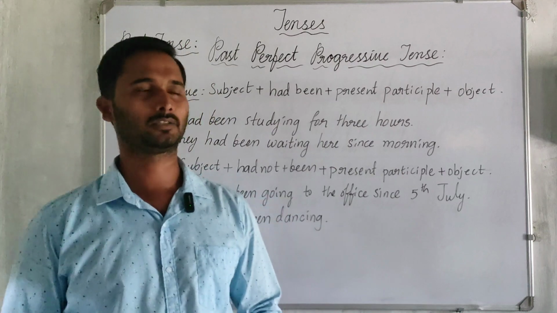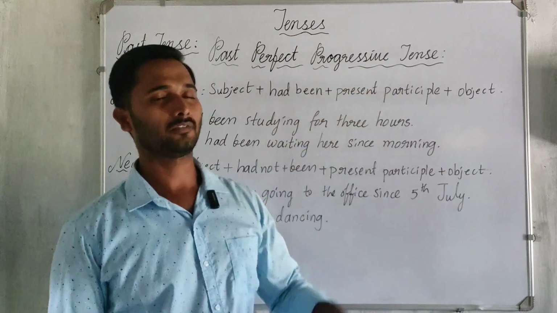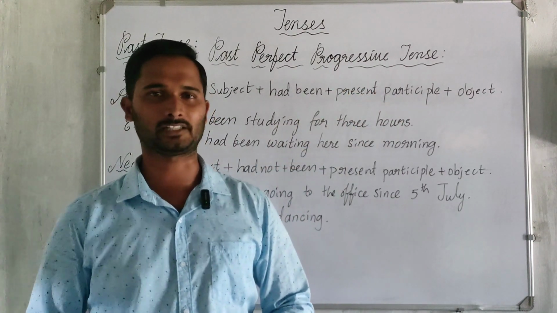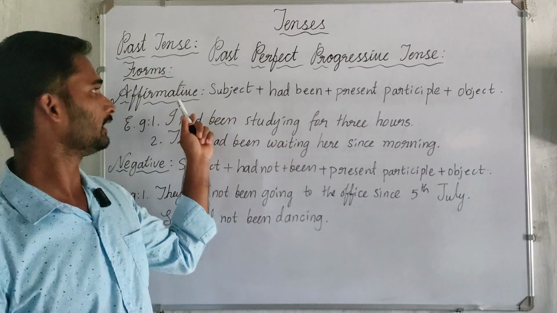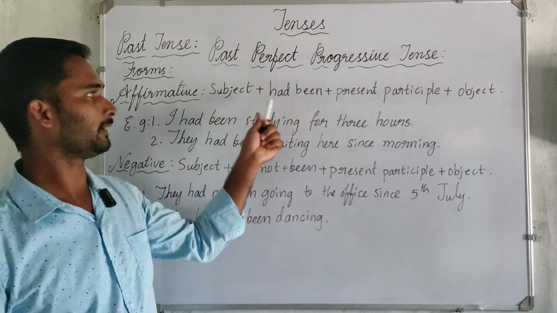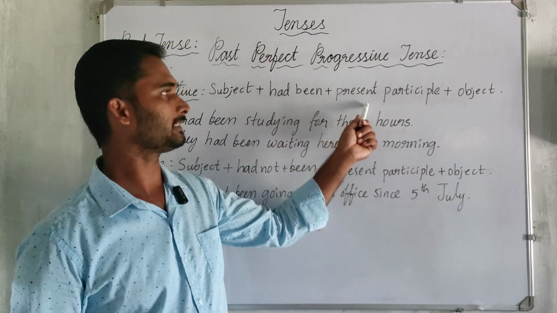Past tense, past perfect progressive tense. We also call it past perfect continuous tense. Let us learn the forms first. The syntax of affirmative form: subject plus had been plus present participle.